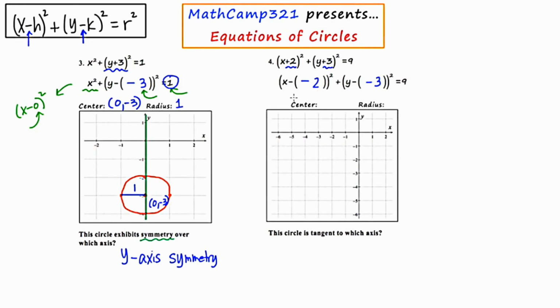So this reveals to us the x coordinate of the center. This reveals to us the y coordinate of the center. And then we take the square root of this number to get the radius. So what this tells me is that the center is -2, -3, and that the radius is 3. So I'm going to go ahead and plot -2, -3. And now I'm going to go up, down, left, and right 3 units.